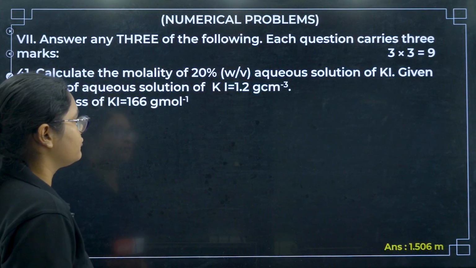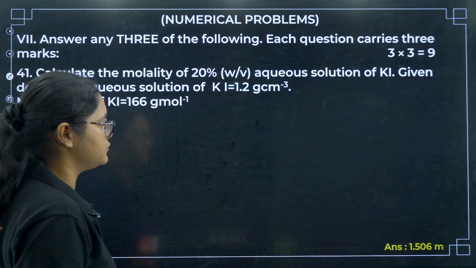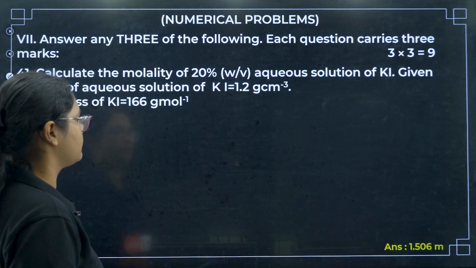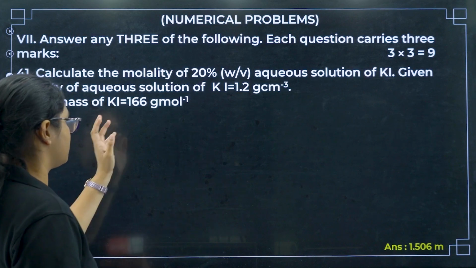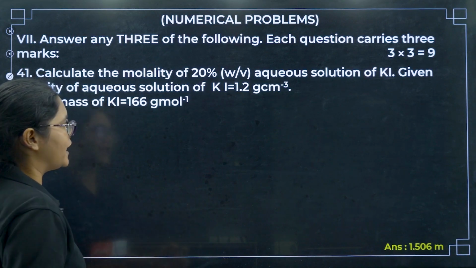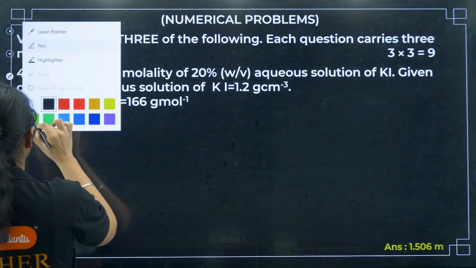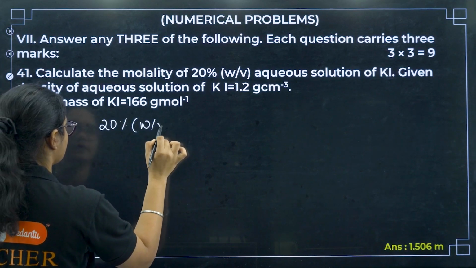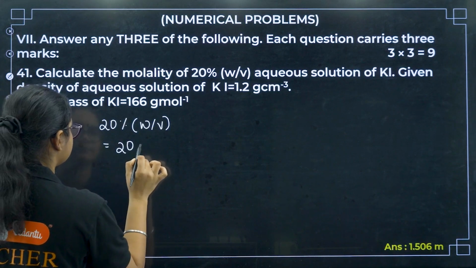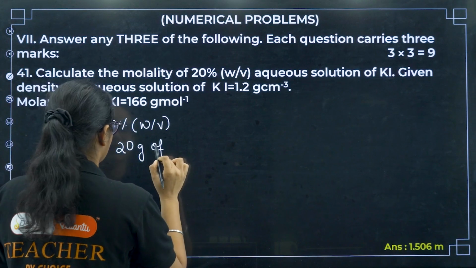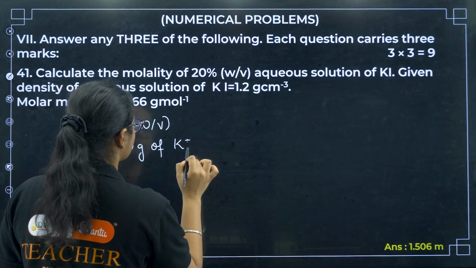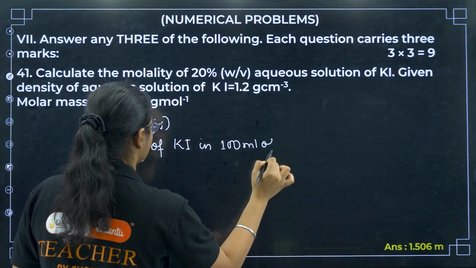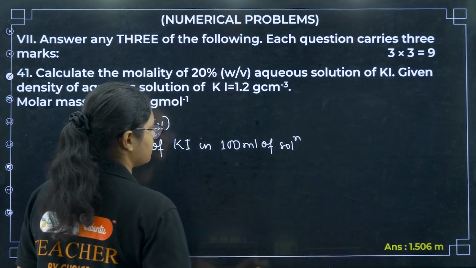Calculate the molality of 20% W by V aqueous solution of KI given the density of aqueous solution is 1.2 gram per centimeter cube. Molar mass is given. You have to calculate the molality, right? Now let me explain what is the meaning of this 20% W by V. That means what? 20 gram of KI, okay, in 100 ml of solution, right?